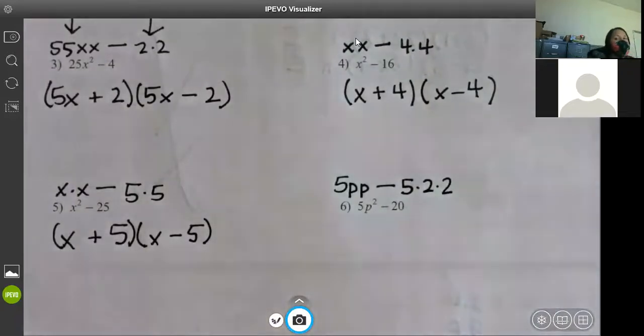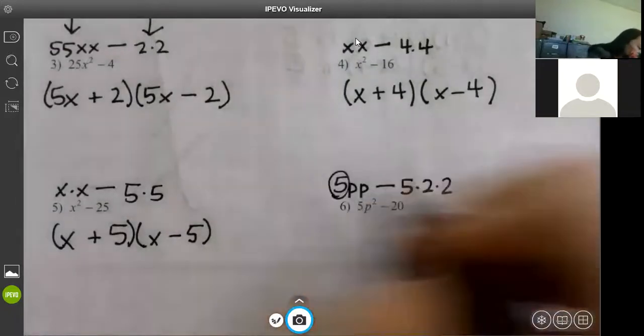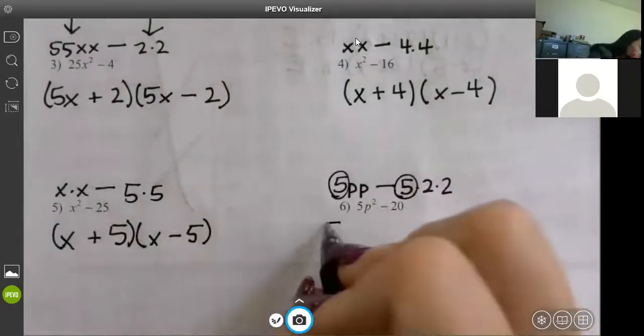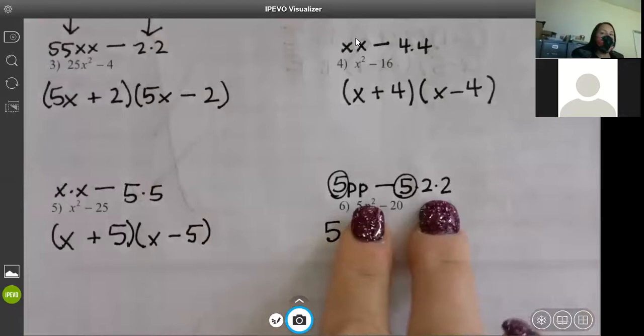2 and 2. First step to factoring is always a GCF. Is there a GCF in this? Do they have something in common? What is it? So we're going to take that 5 out. And then what do you notice about what's left over?